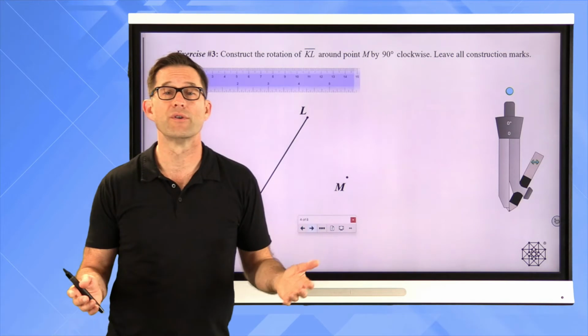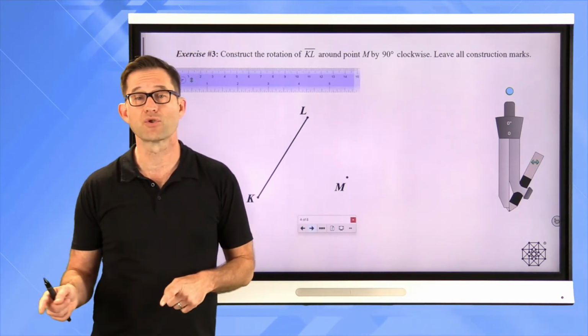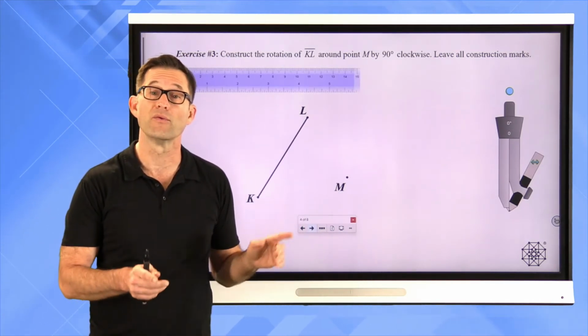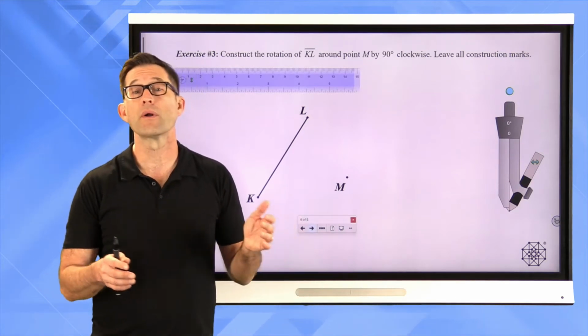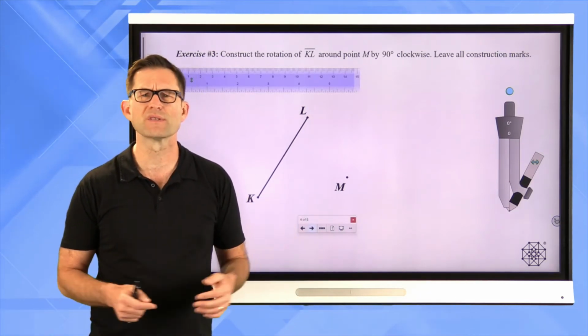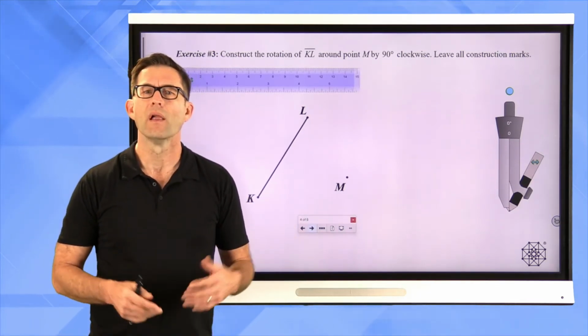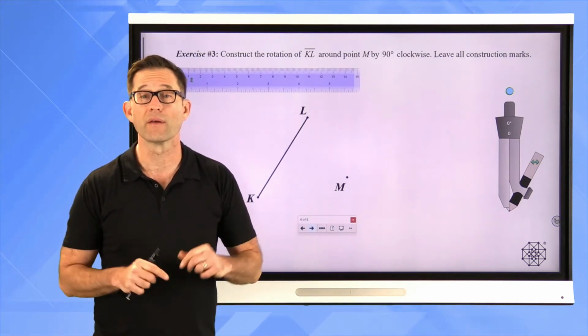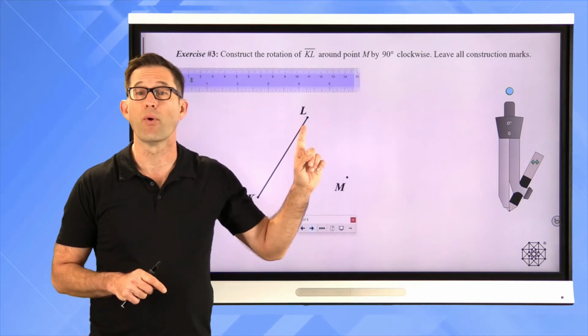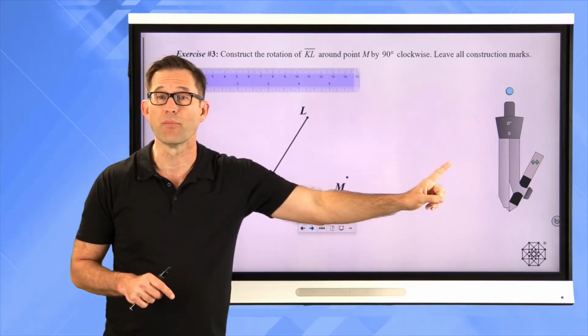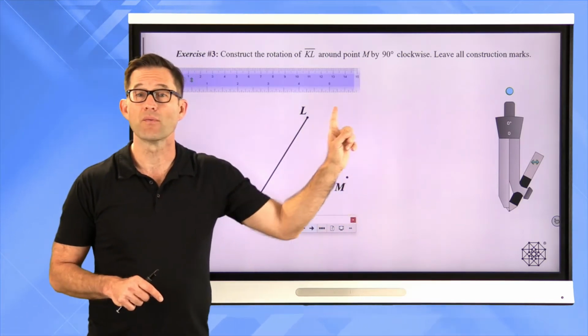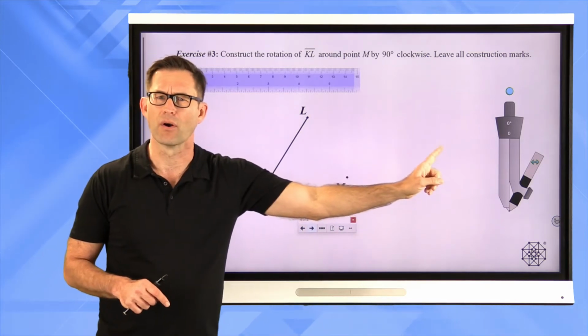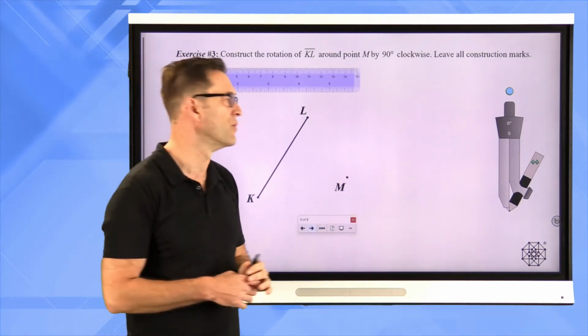Now, obviously what we're doing here is we're really doing two of the constructions that we just did. We want to rotate point K and we want to rotate point L. So this picture is going to get a little bit ugly, okay? Let's do the first one together, and I say we do the more challenging one of the two together, which is rotating point L by 90 degrees about point M. So, right, it's going to end up being somewhere out here, okay? So let's review how we do this.